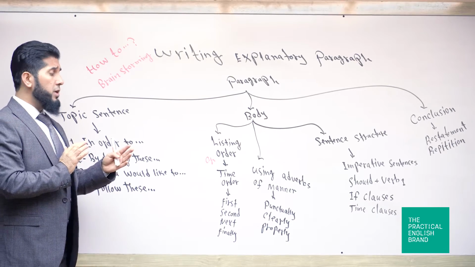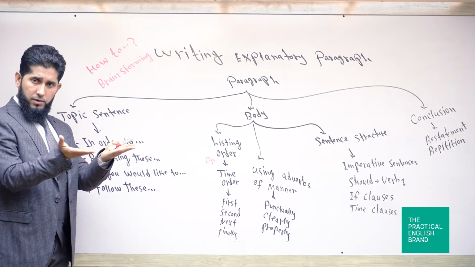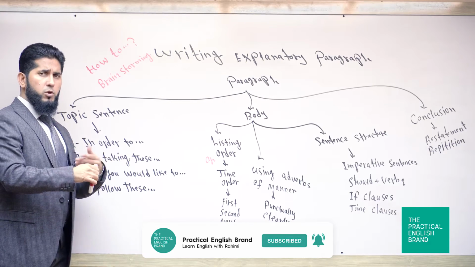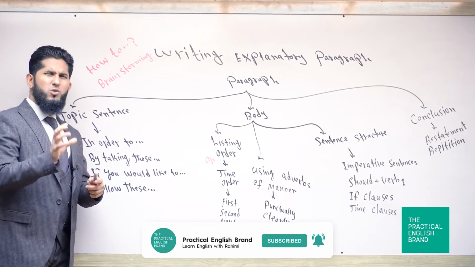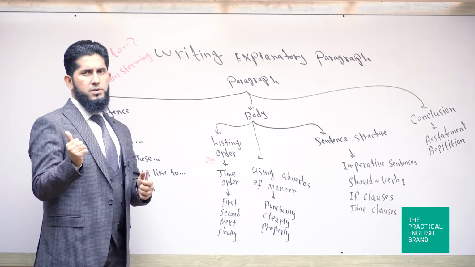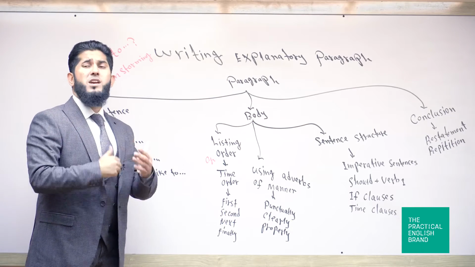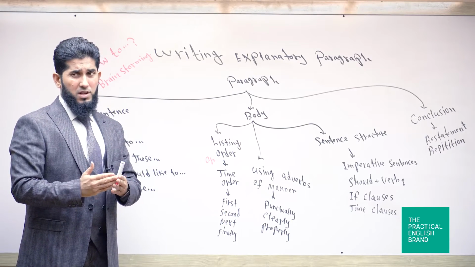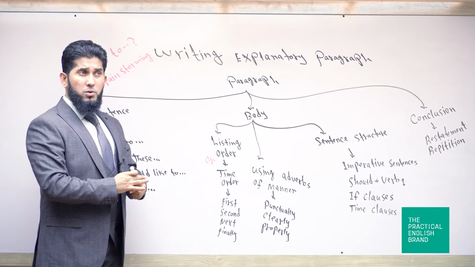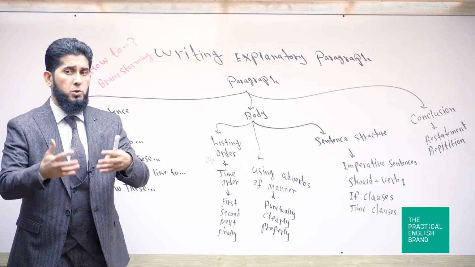And the difference between explanatory paragraph and descriptive paragraph: the words are similar. You describe something, you explain something, right? In a descriptive paragraph, you describe a place, person, or thing, either the characteristics or qualities, or the appearance of a person, place, or thing. But in an explanatory paragraph, you explain the process of doing something, like how to do something, okay?